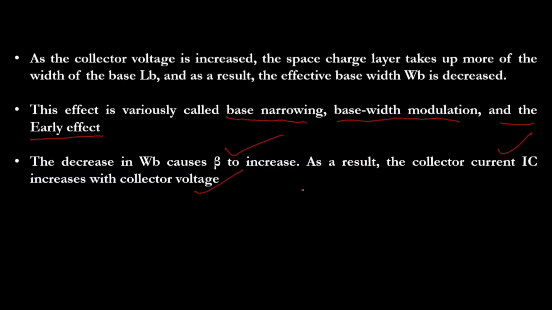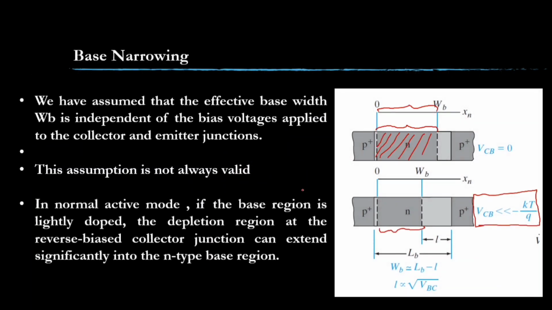And if I still increase the reverse bias, the entire base width is going to become a transition region. That leads to a kind of breakdown, avalanche breakdown. This is basically base narrowing. So, in this session we have learned two things. One is drift in the base, the second one is base narrowing, or we call it base width modulation, or we call it the early effect. Thank you guys.